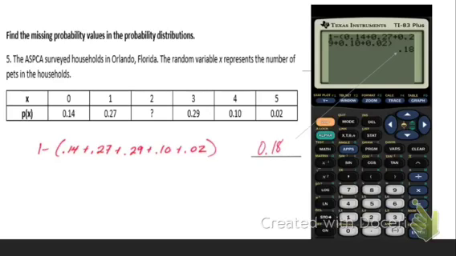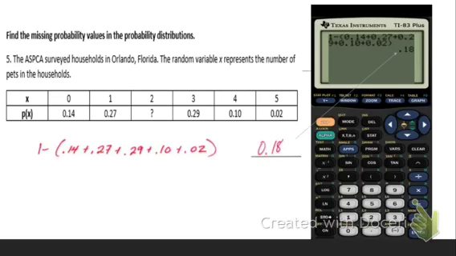is below. So for example, to make sure you understand the table, households in Orlando, Florida, if they don't have any pets, then the probability of them not having a pet is 0.14 or 14/100. If we go further to the right on the table, the probability of a household having 4 pets is 1/10 or 10/100.